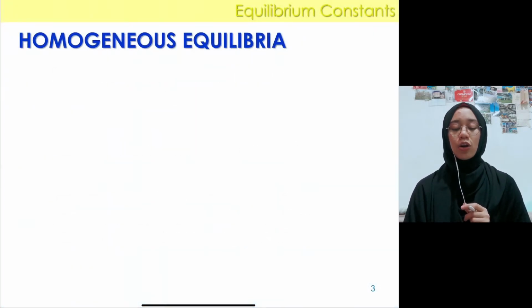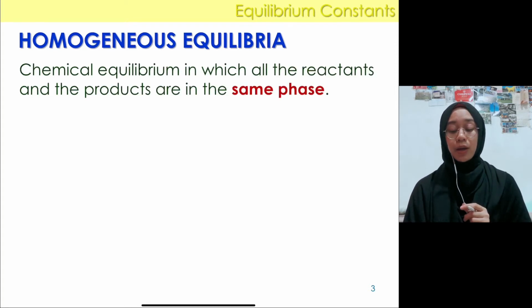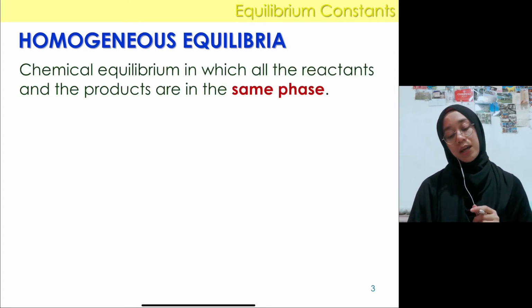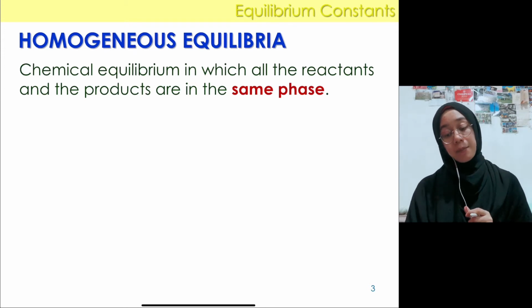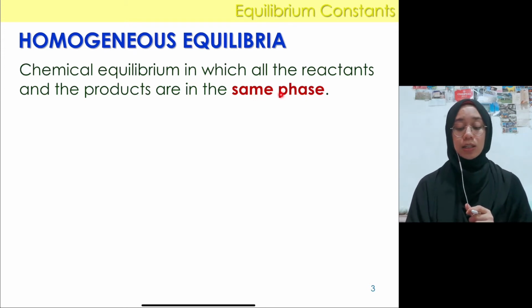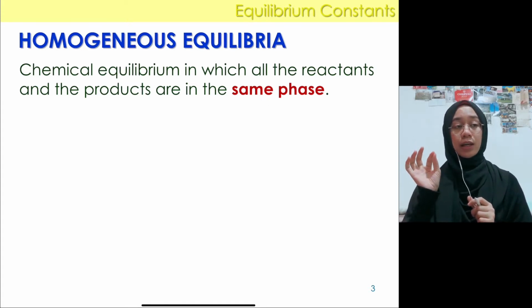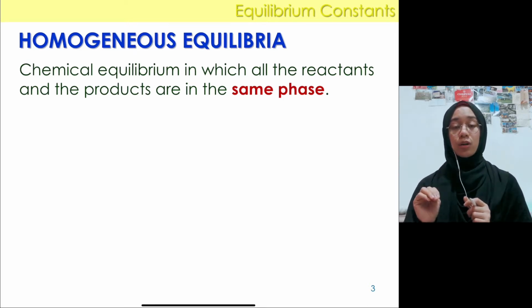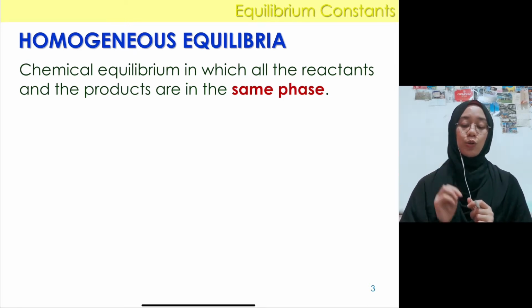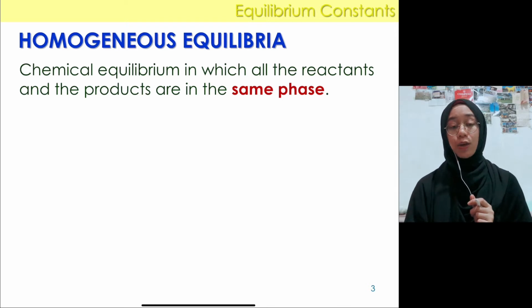Okay, so homogeneous equilibria, so chemical equilibrium in which all the reactants and products are in the same phase. Okay, jadi reaktan dengan produk semua berada dalam fasa yang sama. So kalau semua gas, gas lah semua. Okay, kalau kita tengok fasa yang aqueous punya, aqueous lah semua. Kalau liquid, liquid semua. So itu yang dikatakan sebagai homogeneous equilibria.